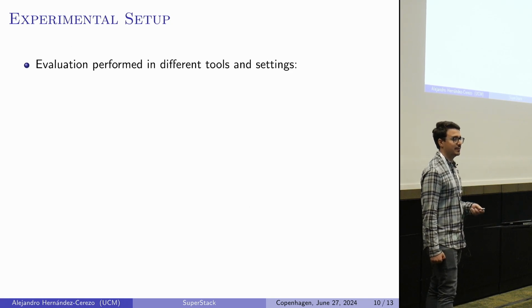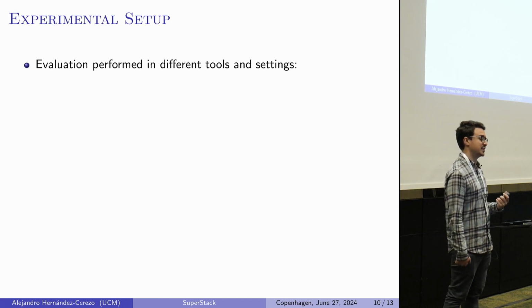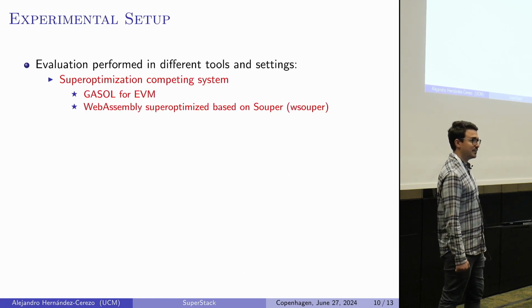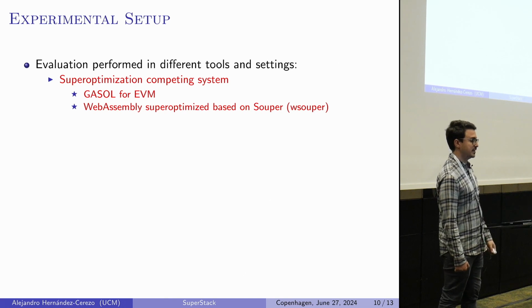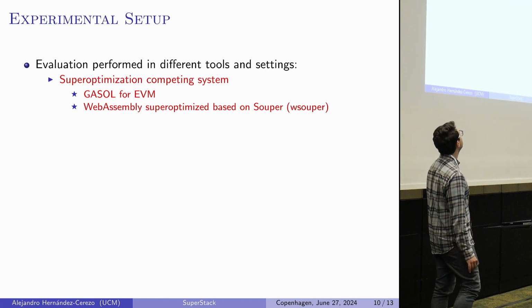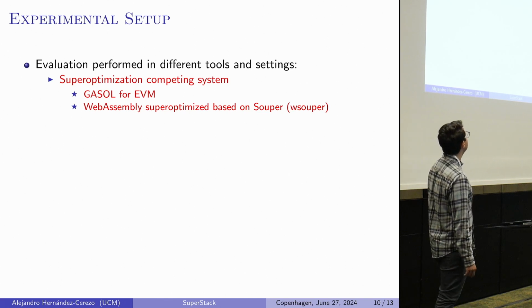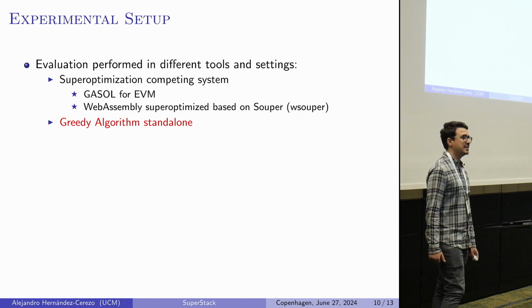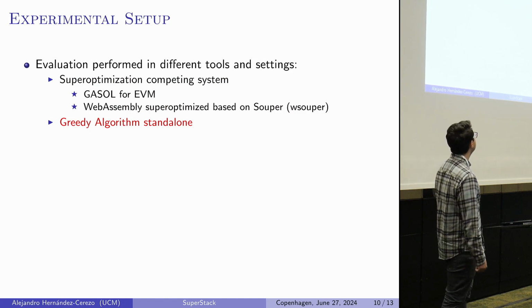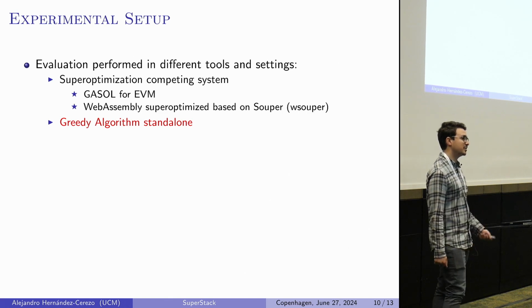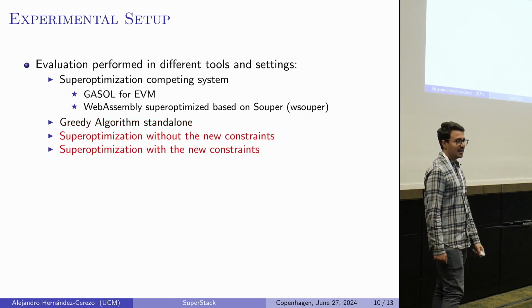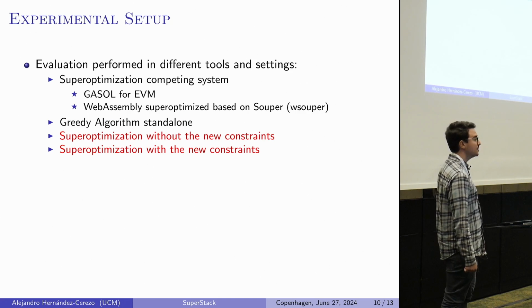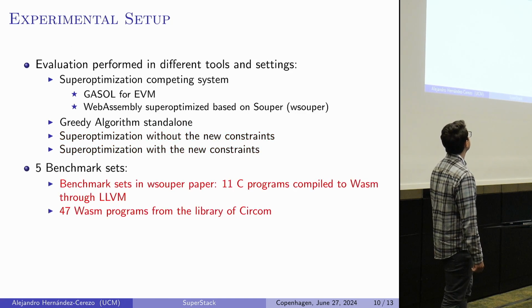So we have performed an evaluation using different tools and settings. So we have compared our SuperStack tool with other systems, such as the Gasol superoptimizer for EVM and the WSuper superoptimizer for WebAssembly. We also have analyzed the greedy algorithm as a standalone configuration, and this is because we realized that it worked really well in practice. And finally, we have the superoptimization with and without the new constraints.